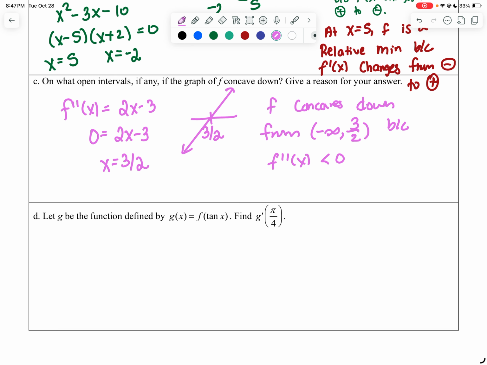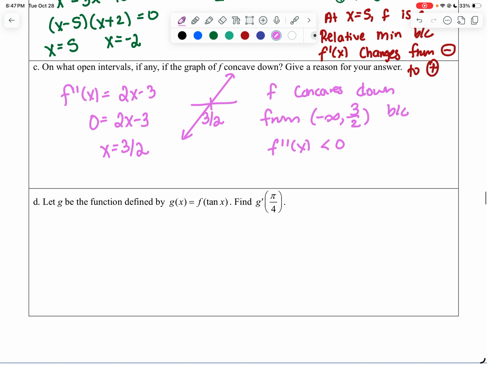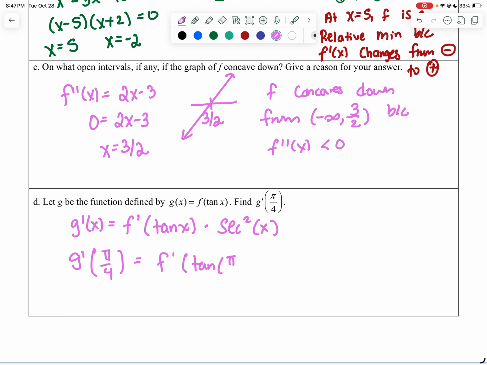And then part D says, let g be the function defined by this lovely thing, and then you want to find out what g prime of pi over 4 is. So we got to take the derivative of this using chain rule. So we have f prime of tangent, and then using chain rule, the derivative of tangent is secant squared of x. g prime of pi over 4 becomes f prime of tangent of pi over 4 times secant squared of pi over 4.